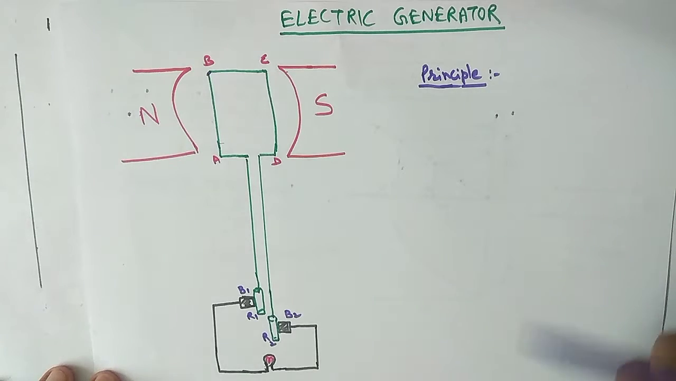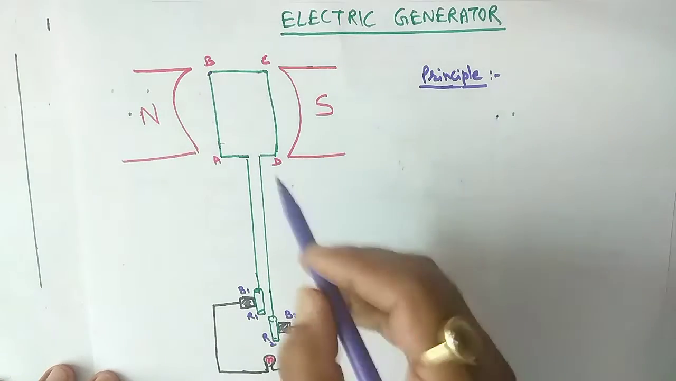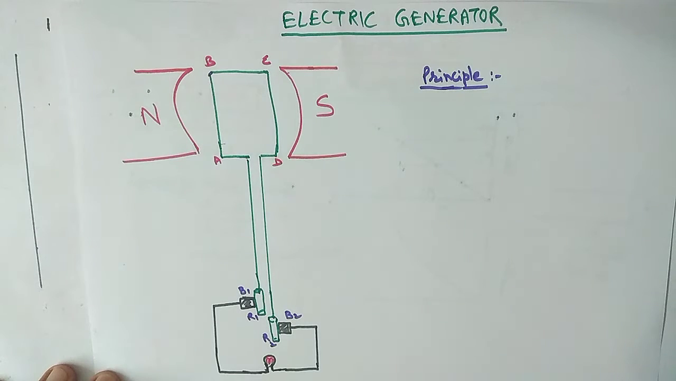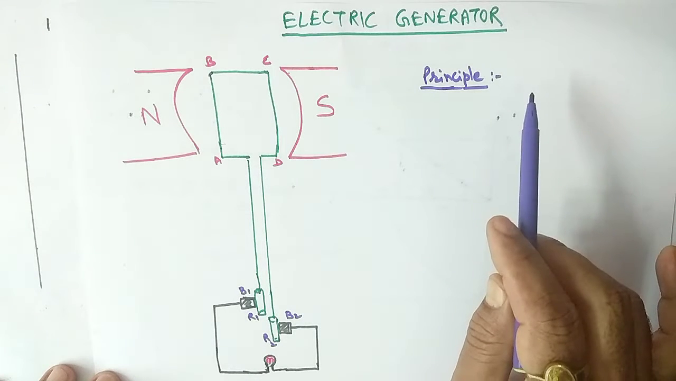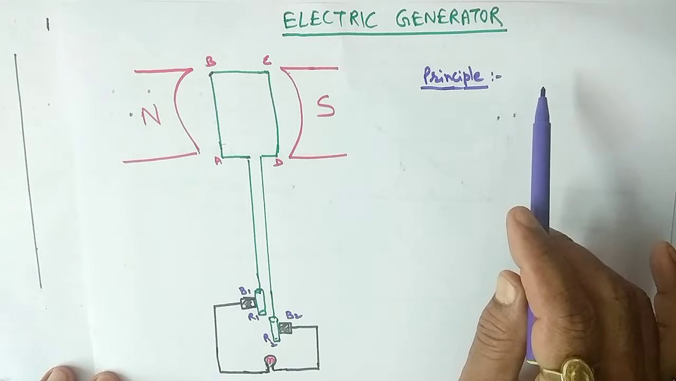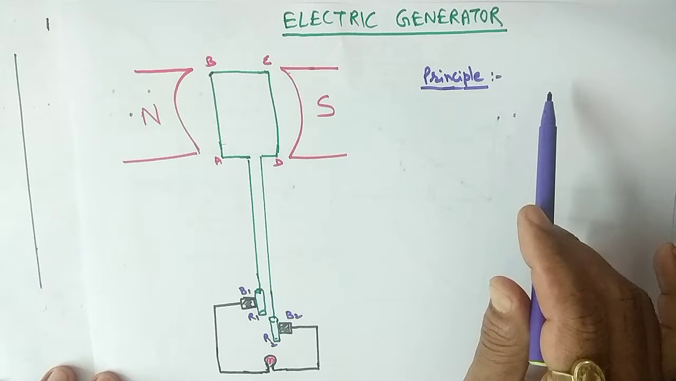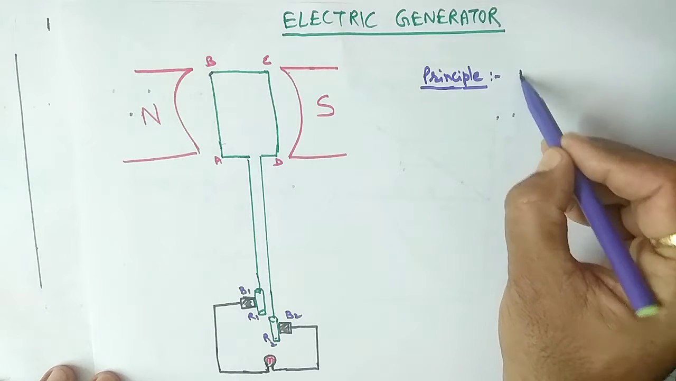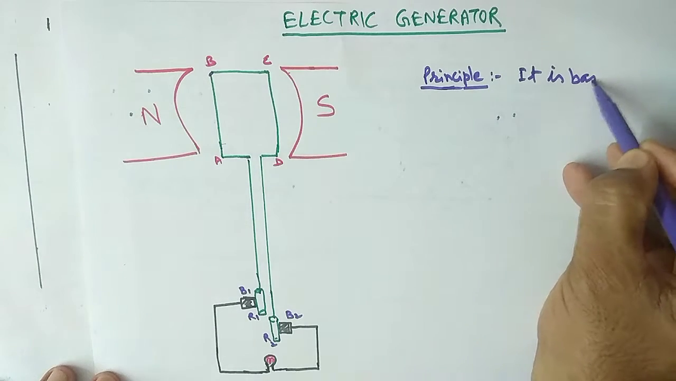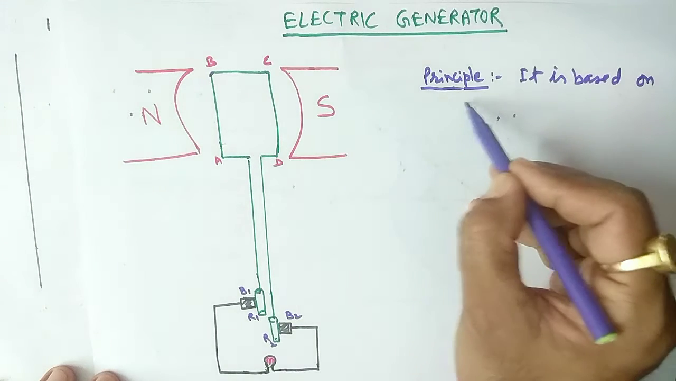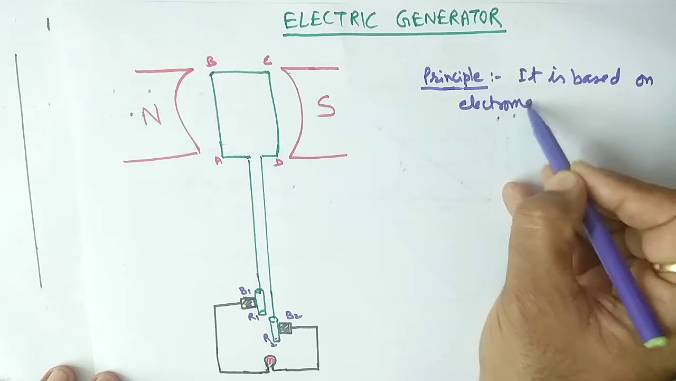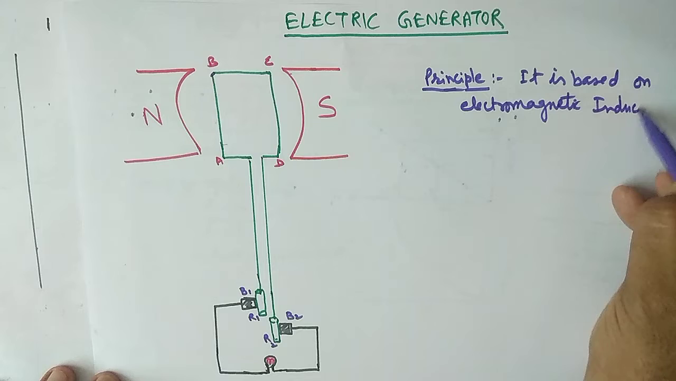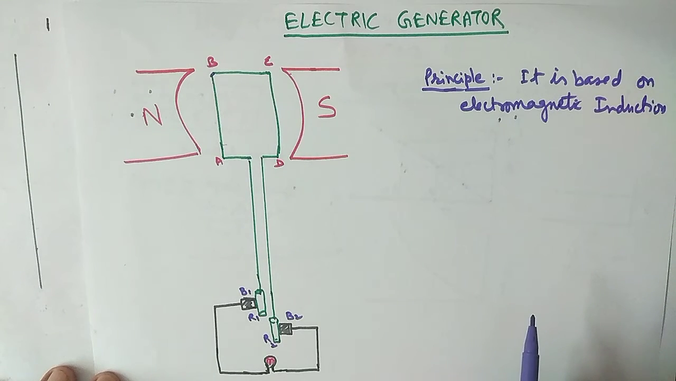Now see what is the principle of this electric generator. We know very well that in electromagnetic induction, when a coil or a conductor is placed between the poles of a magnet, that is in the magnetic field, then induced current is produced. So you can say its principle is based on electromagnetic induction. This is the principle of the electric generator.